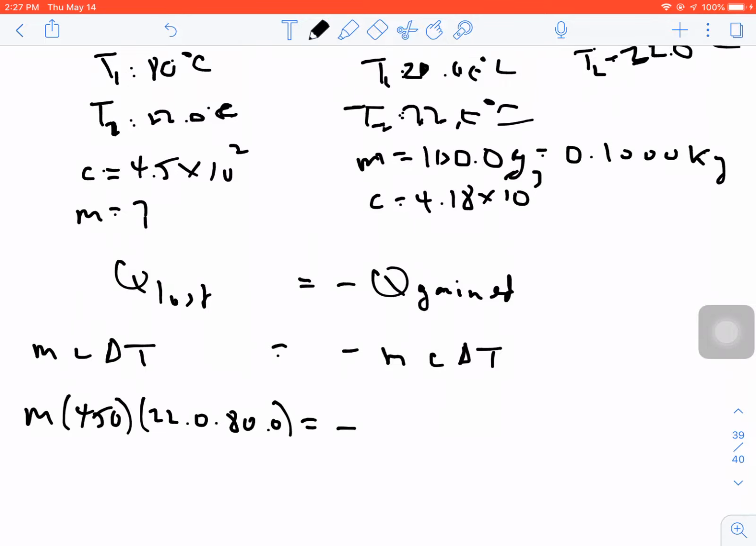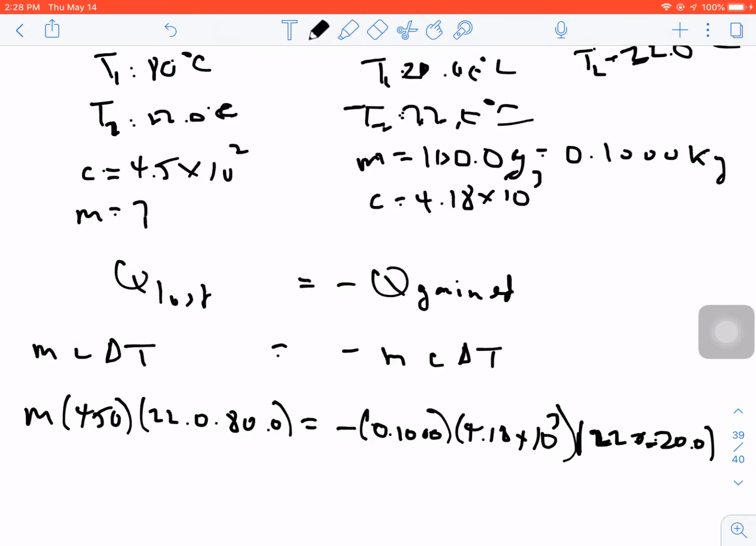So I have 0.100 kilograms times the C value for water, 4.18 times 10 to the power of 3, times my delta T here, which is T2, 22 degrees, minus starting temperature, 20 degrees. Should be a minus sign in there.